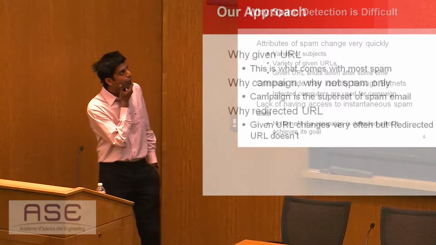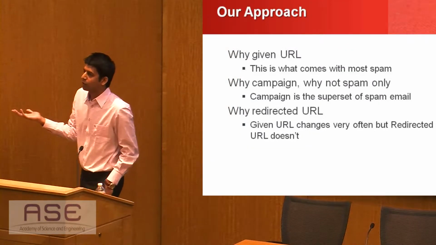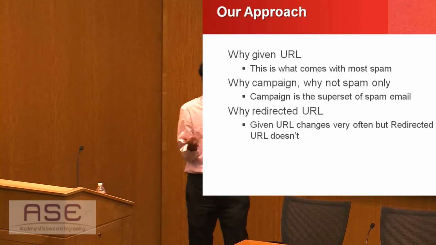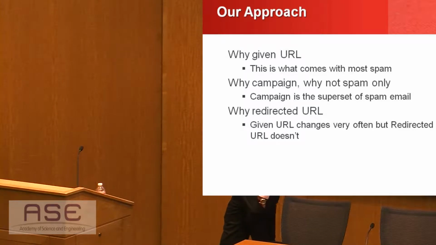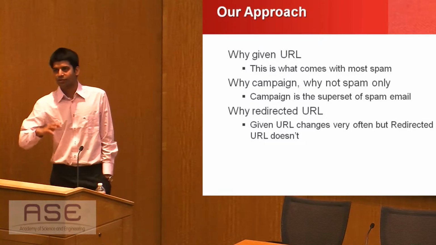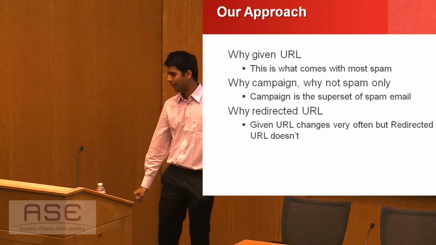So here is our approach. This is the overview. So why given URL? The given URL is the URL that comes in the spam email. Why given URL? Because in most spam emails, a given URL is available, so we can process it. It is a certain attribute that comes with every spam email.